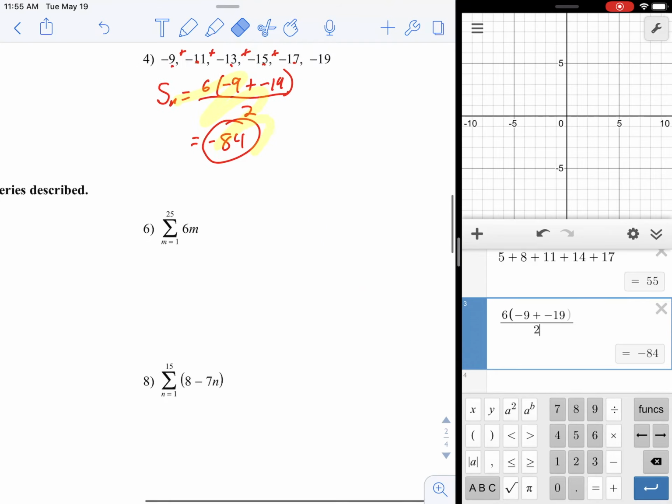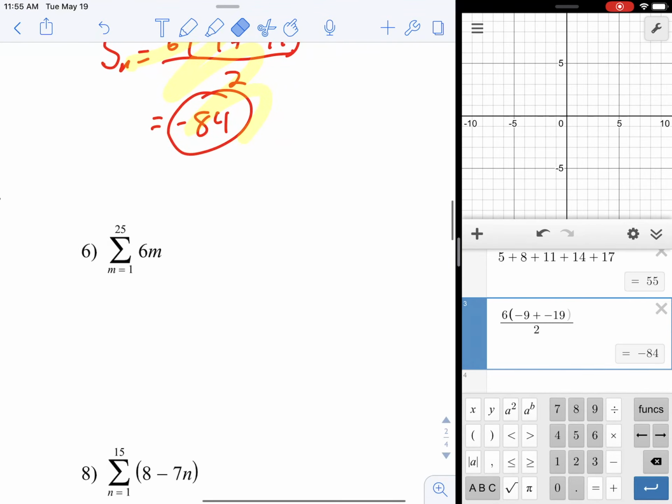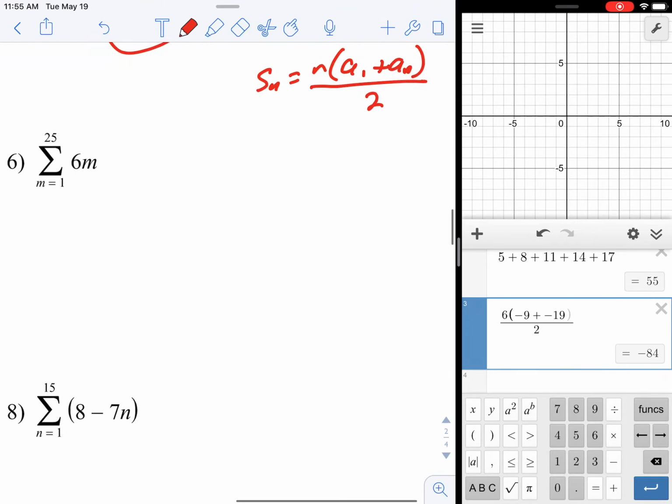Okay, now for the rest of it, we need to apply that same formula, but in sigma notation. And this is brand new. I'm going to rewrite the formula over here. So Sn equals n times A1 plus An all over 2. So before I just start plugging numbers into a formula and working it out, I need to identify some things. First of all, what is n? In this problem, n is 25. N is always the top number. So we know what we need to plug in there.